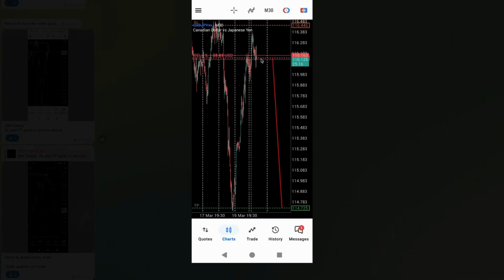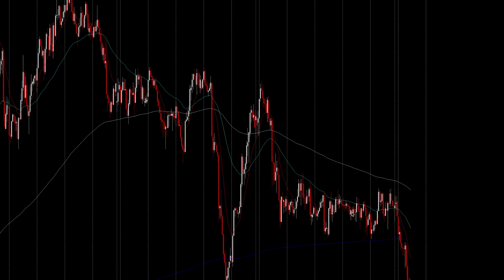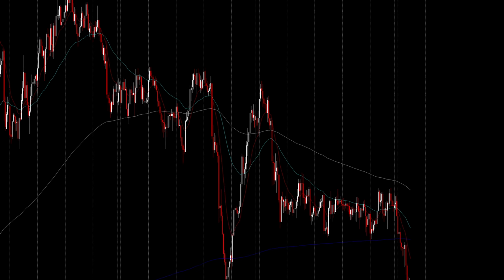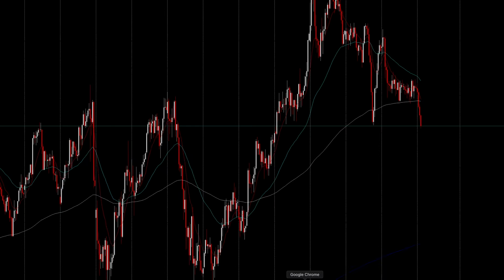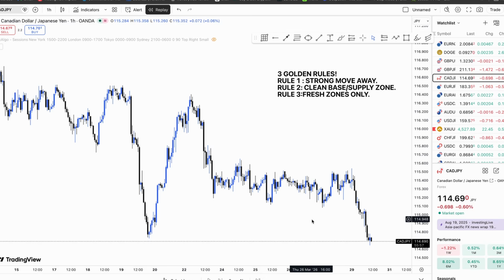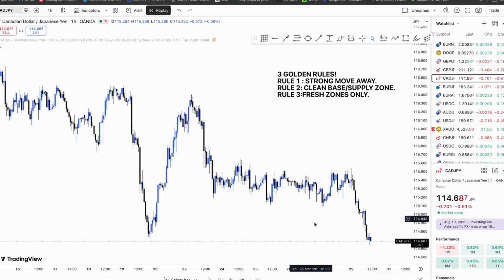Now VIP, as you can see, and you can see what happened on that. That was on JPY, so I'm going to use that as our primary example today on how to mark supply zones. Rule number one: the first thing we want to see is a strong move away.